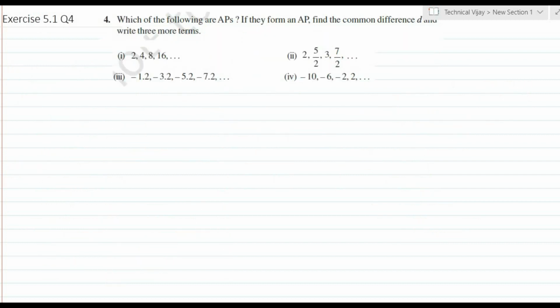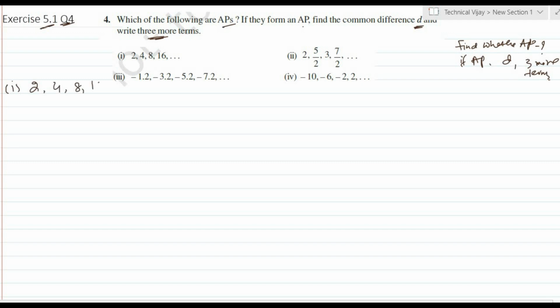So here, exercise 5.1, question number 4: which of the following are APs? If they form an AP, then we have to find out D and 3 more terms. First whether AP or not, then if AP, find D and 3 more terms. So for the first question we will take 2, 4, 8 and 16.